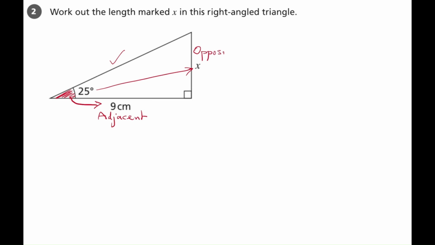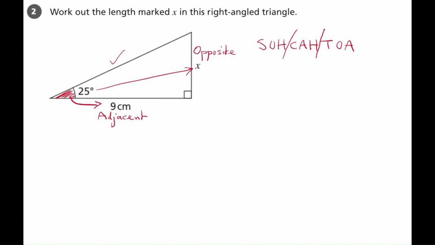We then have to choose the correct trigonometry formula. There are various ways of trying to learn them. One of the most common is to learn the word SOHCAHTOA. This is then split into three parts to give the three formulas.